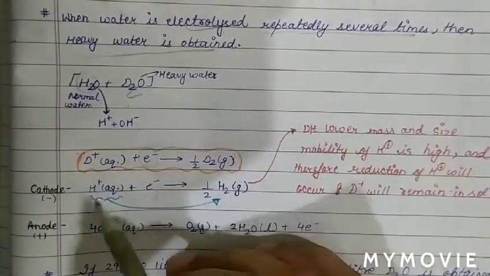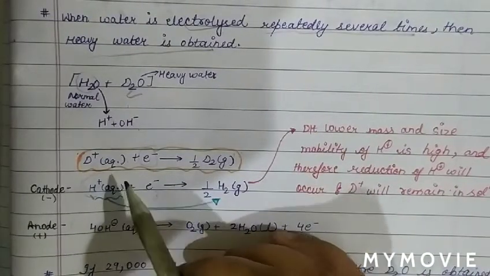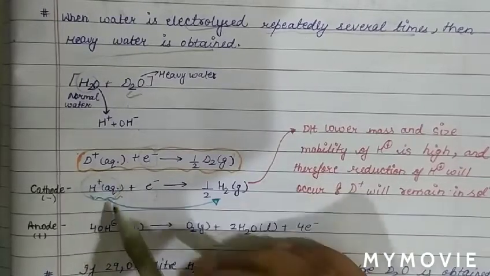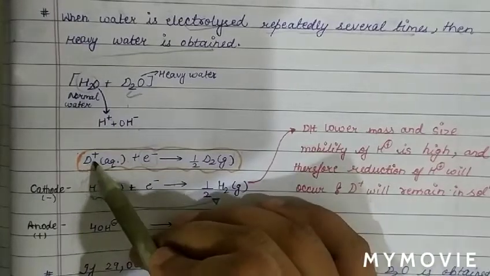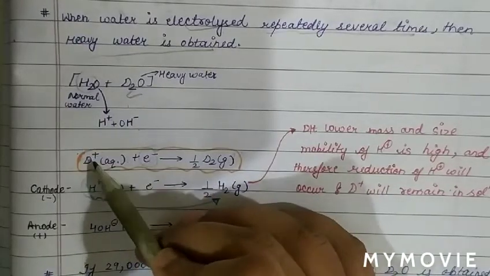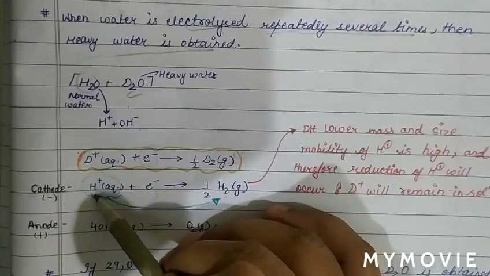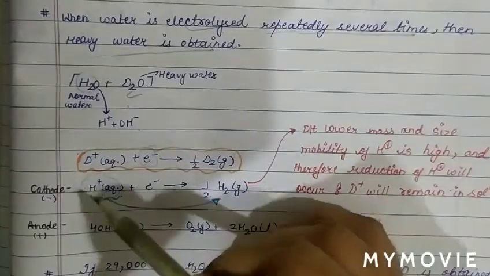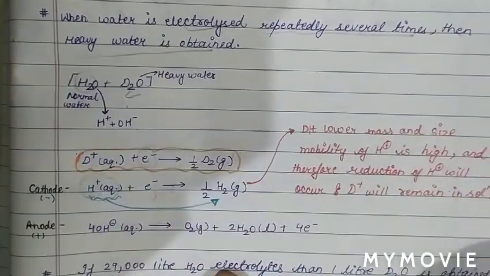As we know, the molecular mass of H plus ion is low, and also the mobility of H plus ion is high. Molecular mass is low and mobility is high. Therefore, when we compare D plus and H plus, due to small size and low mass, reduction of H plus is easy in comparison to D plus. So basically H plus ion will get reduced and D plus ion will remain in the solution.